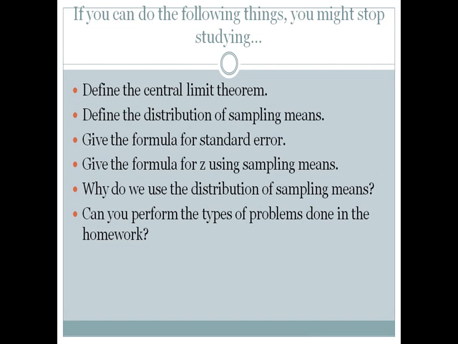Can you define the distribution of sampling means, either visually or with words? What is the formula for the standard error? How is it related to, and how is it different than, the standard deviation? Can you give the formula for z for sample means, and how is this different than the formula for z for raw scores? Why do we use the distribution of sampling means? And then finally, can you perform the types of problems found in this video and in the textbook?